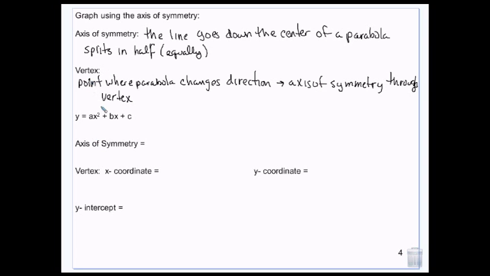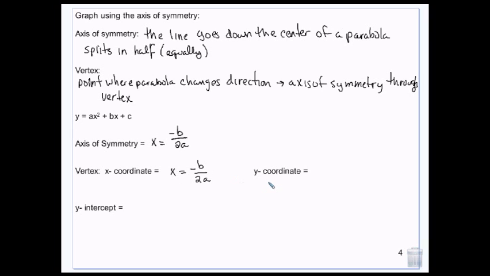Now, when you're graphing with the axis of symmetry, you use this format, y equals ax squared plus bx plus c. The formula for the axis of symmetry is we take whatever number is here for b, and we take -b, and we divide it by 2 times whatever number is here for a. And this gives us a line at x equals that point. The x-coordinate of the vertex is the same because it goes through the vertex. So the x-coordinate of the vertex is the same as the axis of symmetry.